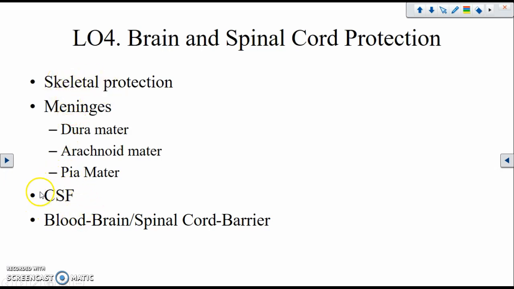Then you have cerebrospinal fluid. Now, cerebrospinal fluid is a clear, viscous fluid that circulates in the ventricles of the brain, in which you have the lateral ventricles, the third ventricle, and the fourth ventricle. And what happens, folks, is it protects your brain from jostling around.